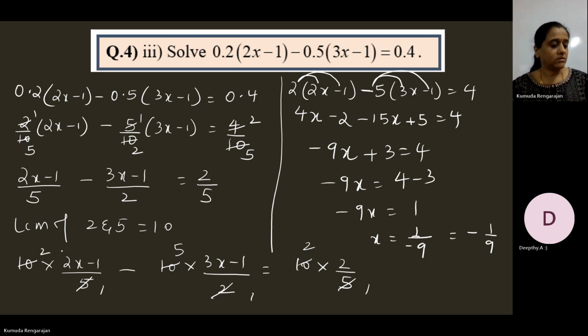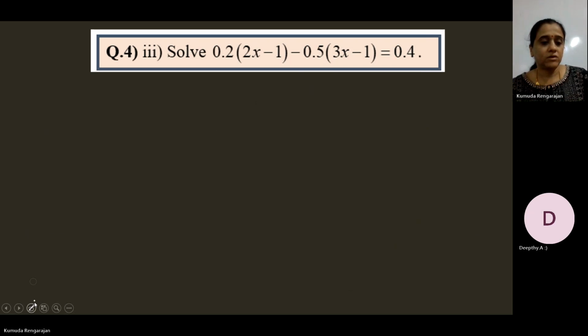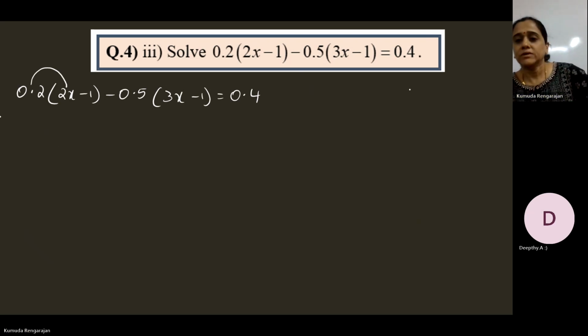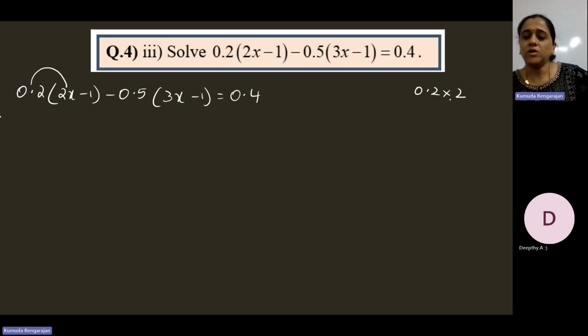All right. Now we'll work it without changing the decimal numbers to fractions. Now multiply 0.2 into 2x. 0.2 into 2. How do you multiply 0.2 and 2? Multiply as if there is no decimal point. 2 into 2, 4.